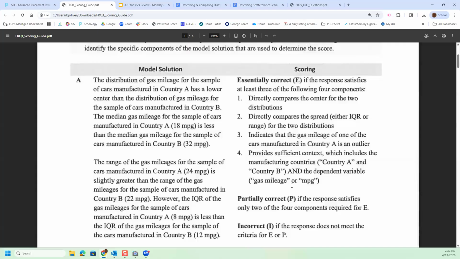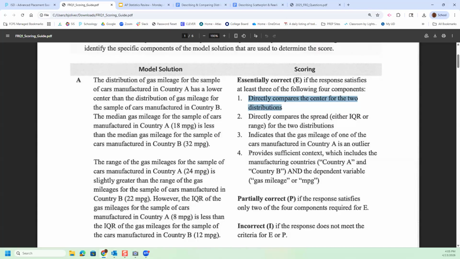So what happens is I'm looking over here at the scoring. On this question, on the first part, and that's all I'm looking at right now, it was looking for three of the following four components. You directly compare the centers of the distribution. So when we said that the median of A in miles per gallon was smaller than median B, check, we got that one. Directly compares the spread, either IQR or range of the two distributions. We did that. Check. Indicates gas mileage of one of the cars manufactured as an outlier. Check. So right now, even though we didn't give any context, we would have got the E on this.